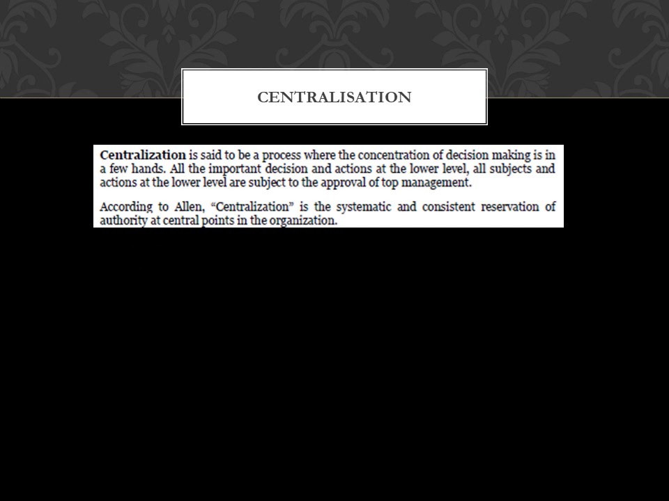Centralization is a process where the concentration of decision-making power rests in the hands of a few. All the important decisions and actions at the lower level are taken by the top level management, or need approval of the top level management for implementation. According to Allen, centralization is a systematic and consistent reservation of authority at central points in the organization.